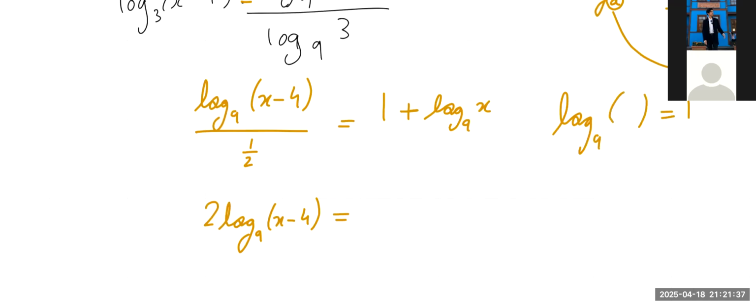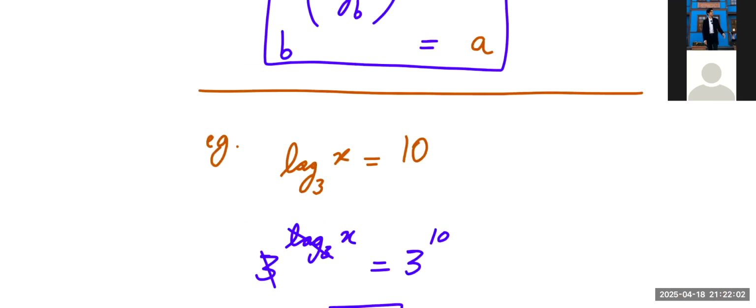What could this be? What could I put here so that I could say 1 is the same as that? Think about that thing, 9 to the power of blah blah blah. What should this be? 9 to the power of 1 is? Oh, 9. Exactly. And if you come back here, remember that I told you a trick.